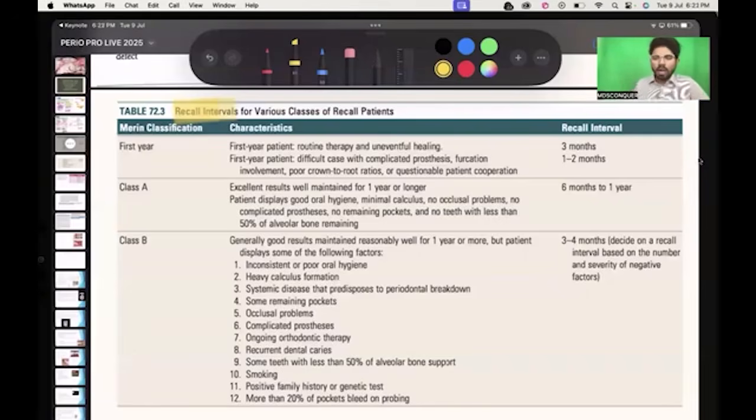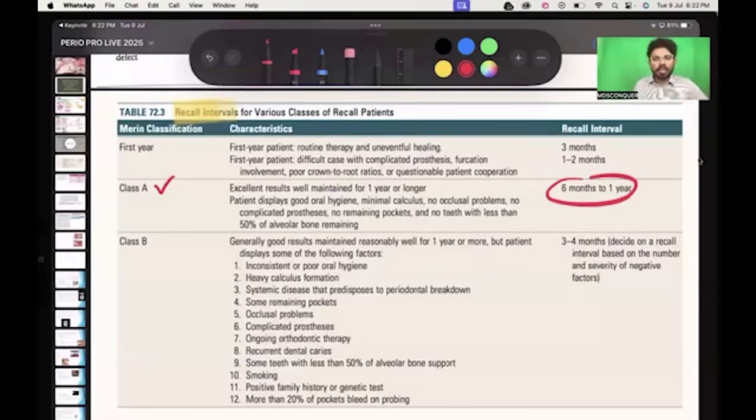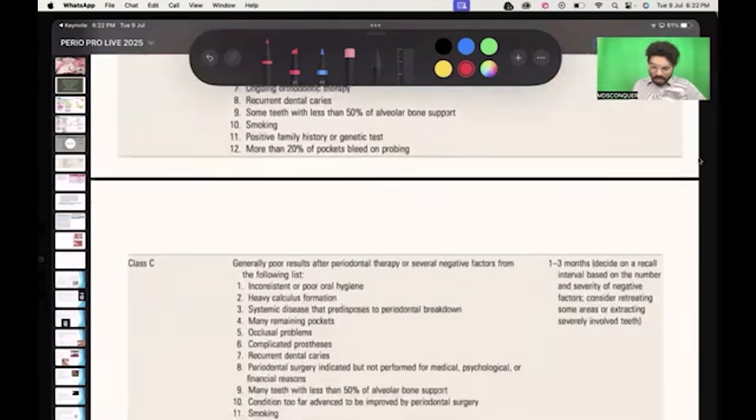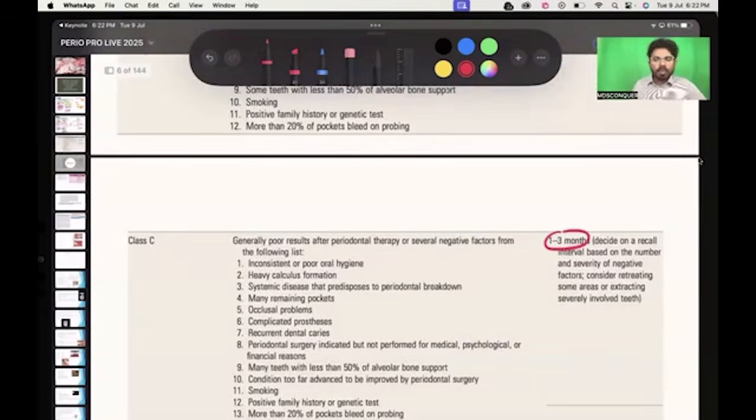So you have different types of classes. For example, for class A, the recall is 6 months to 1 year, whereas for class B, the recall is 3 to 4 months. Coming to class C, the recall is 1 to 3 months.